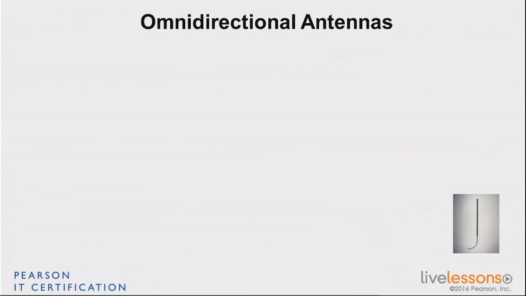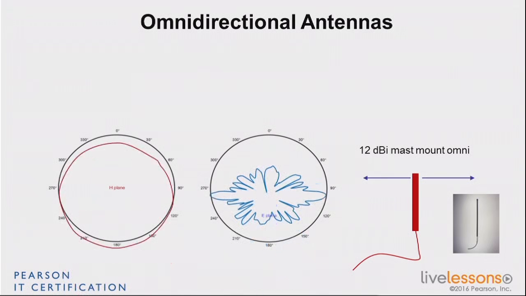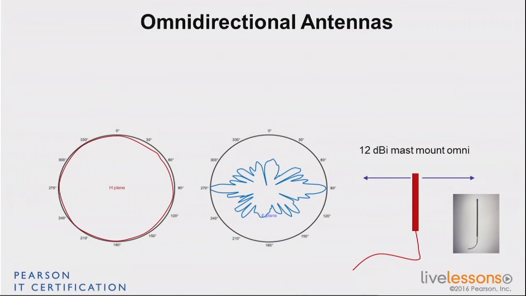For example, this one. This one is a 12 dBi mast mount omni. And when you look at the radiation pattern, same on the H-plane, it's pretty circular, 360 degrees. But if you look at the E-plane, it's a lot flatter than even the 5.2 dBi. That means that with the same amount of energy, it's going to radiate much farther away in the E-plane, but the signal is going to be flatter. If you have an upper floor and lower floor, you probably will not get any signal from that antenna.